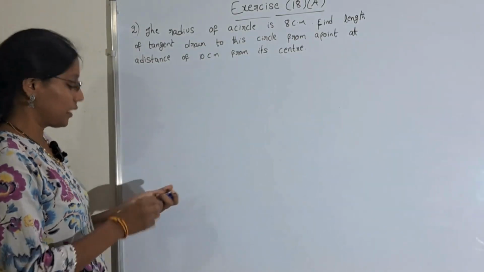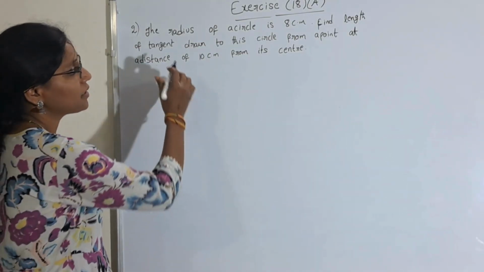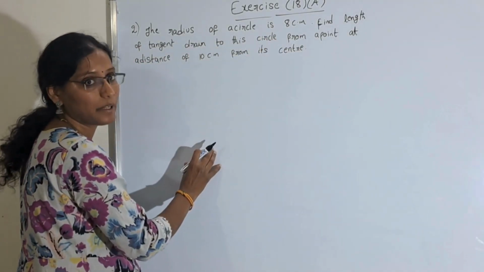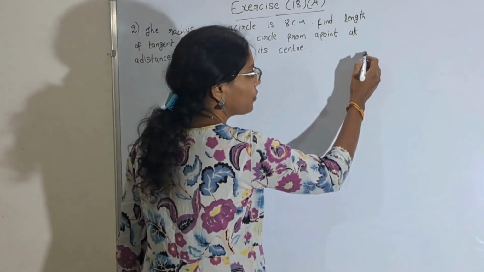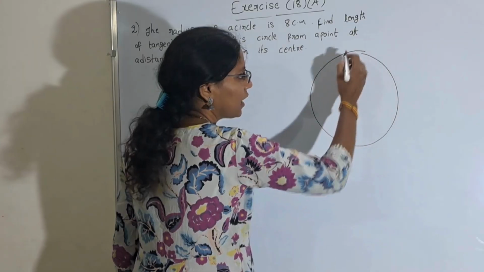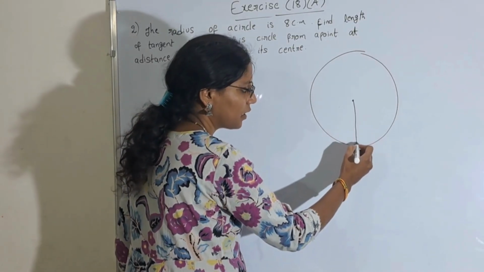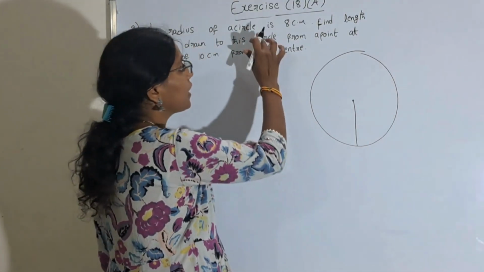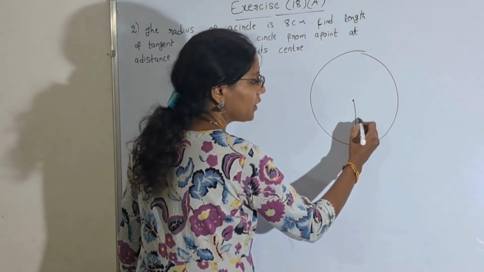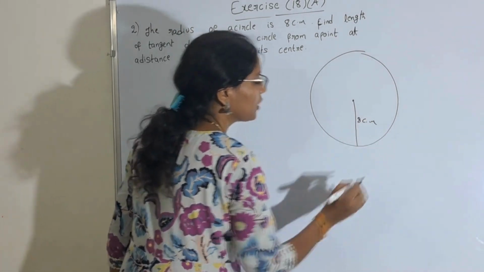Let's start the next problem. Here the radius of the circle is 8 centimeters. First we have to draw one circle. This is the center of the circle. This is the radius. Radius how many centimeters? 8 centimeters.